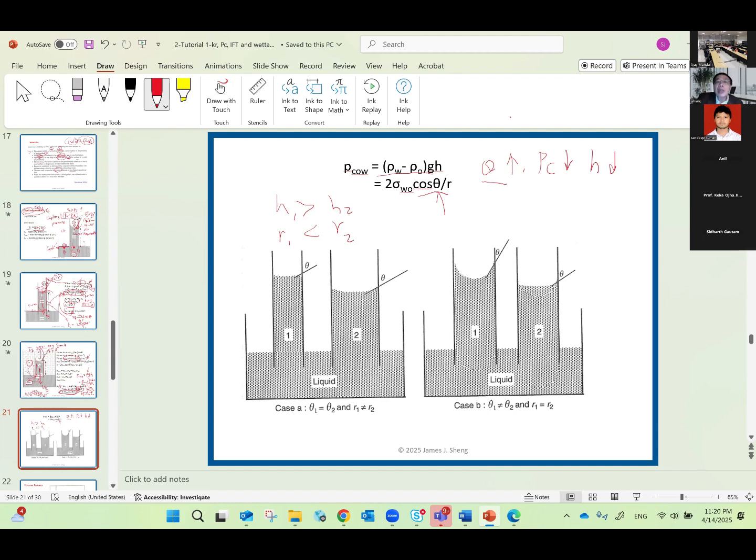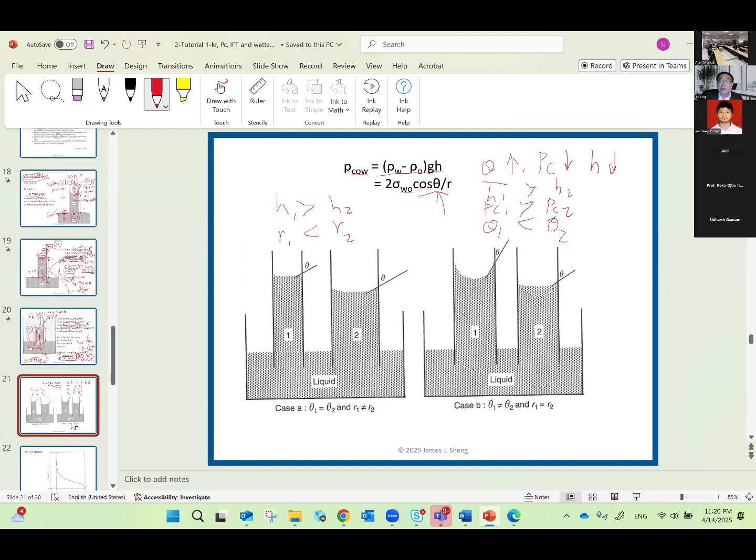So now look at here. This angle theta 1 is smaller than theta 2. So then PC1 will be larger than PC2. Then H1 will be larger, higher than H2. Okay? So let's summarize: why do we want to talk about this one?